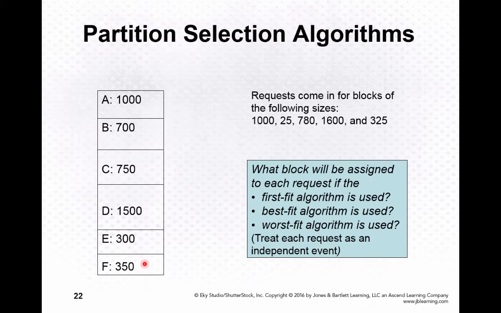Right? So I guess this is probably a good example of what a quiz question might look like. Best fit algorithm. This would still go with A, but this would go in the smallest piece, which would be E, and 780. So we've already used up A, so 780 has to go with D, unfortunately, and then 1600 can't go anywhere, and 325 would go with F.